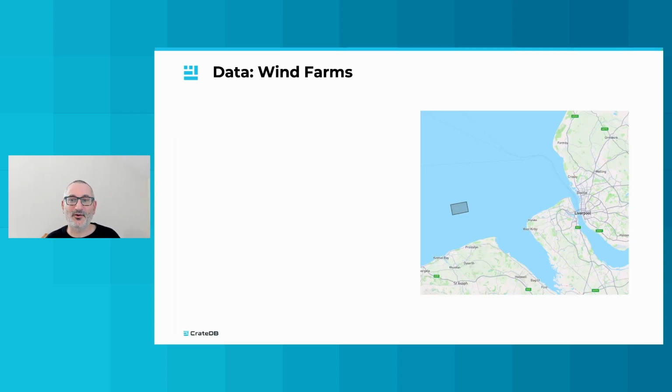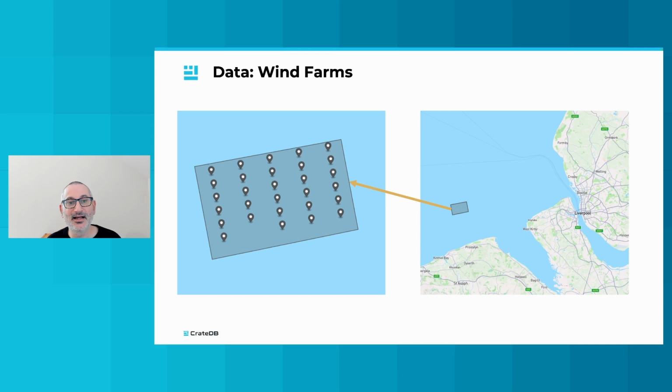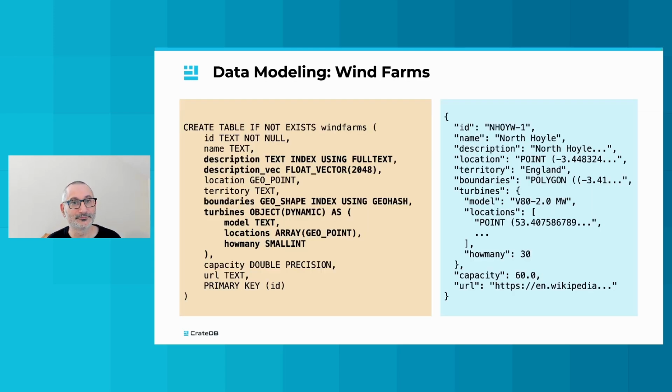So let's look at that on the map. North Hoyle here, its polygon is pretty much rectangular. It looks like this. And if we zoom in on that, we can then, with the data we've got, plot the position of each of the turbines. So you can find that they're in a nice set of lines there out in the ocean. North Hoyle is just west of Liverpool. It's off the coast of Wales.